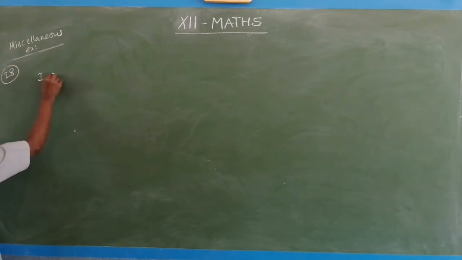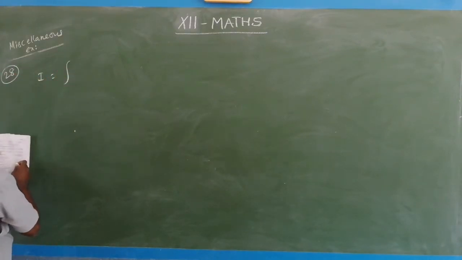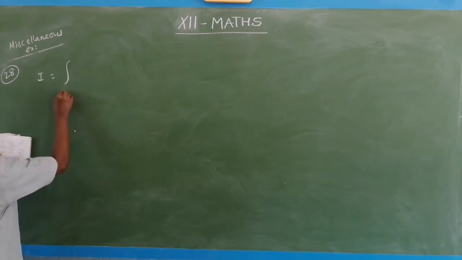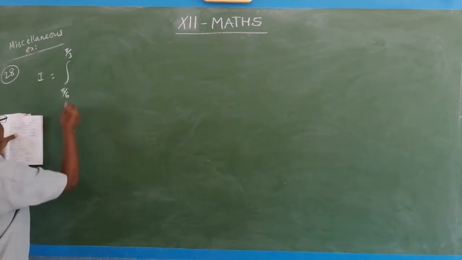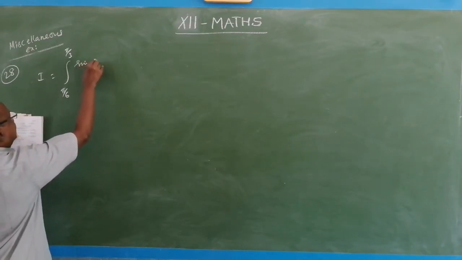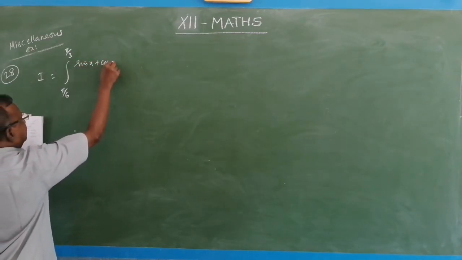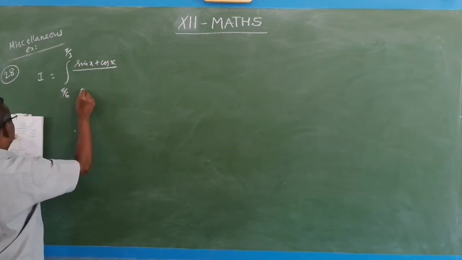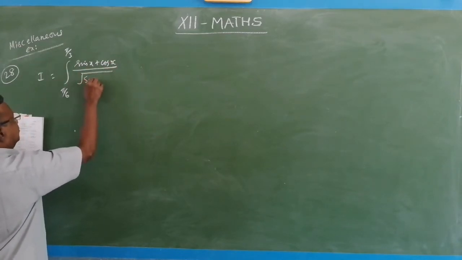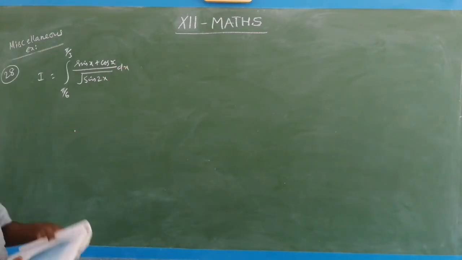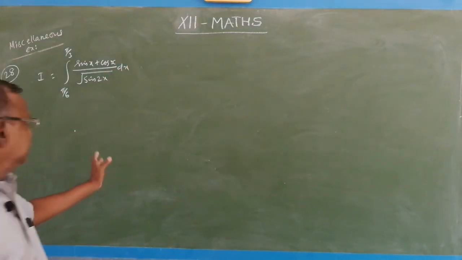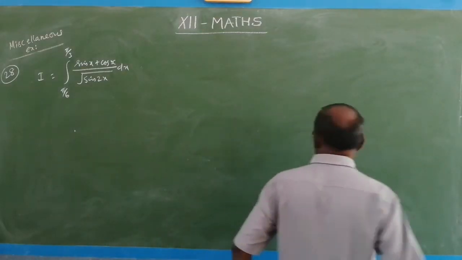Question number 28: I equals the integral from pi by 6 to pi by 3 of (sin x plus cos x) divided by root of sin 2x into dx. We have to modify this one in order to get a standard form.